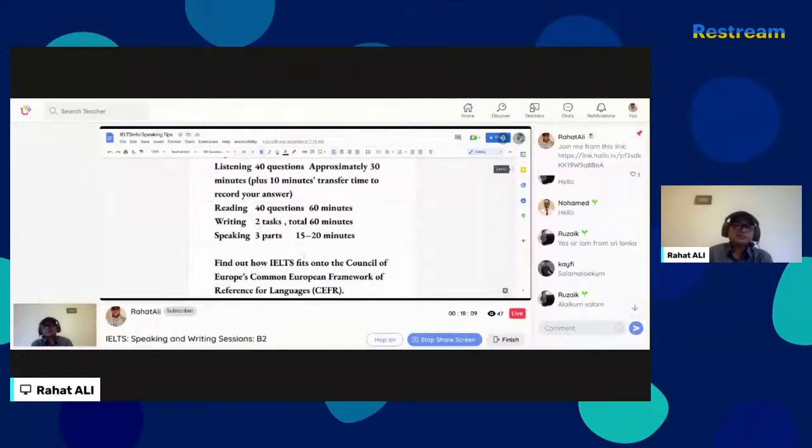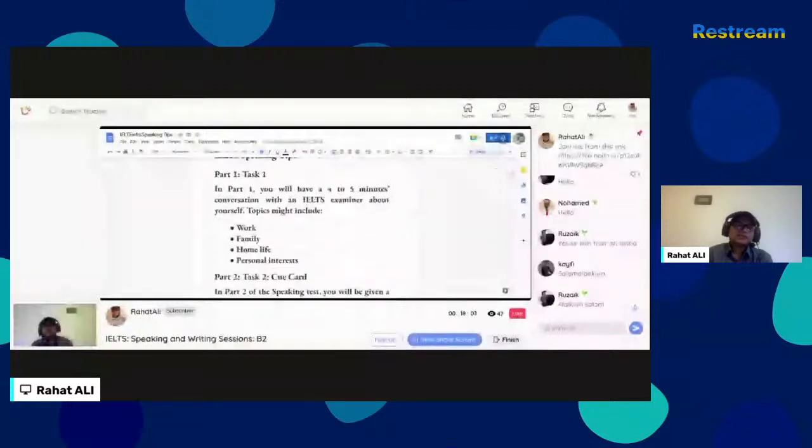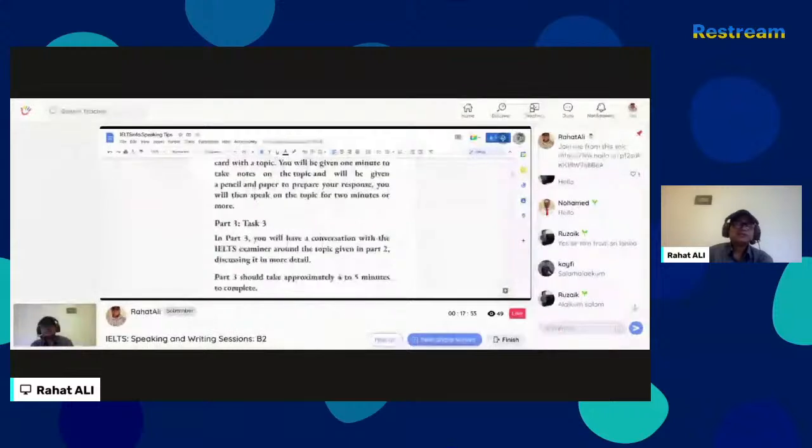Okay, so let's move on. As I said, in task one, the questions should be related to work, family, home life, personal interests. The cue card we have explained, task three we have explained.